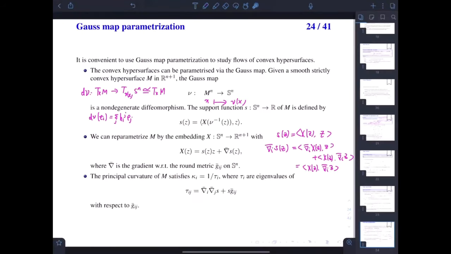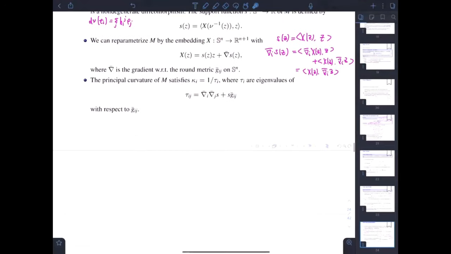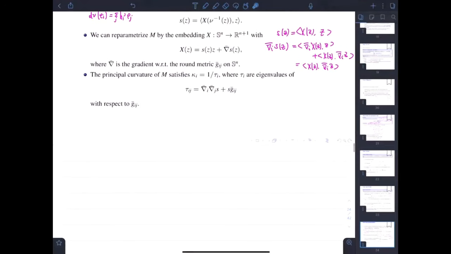And give a quick proof for the identity. We can take a second order derivative of S, that is ∇_i ∇_j of S, z. And this is equal to ∇_i (X_j, z) plus (x, ∇_i ∇_j z).